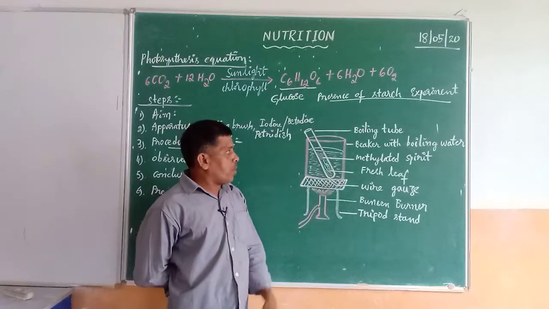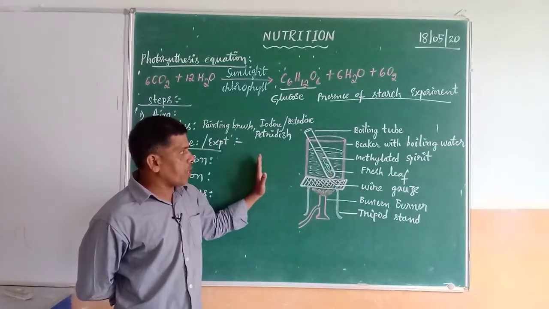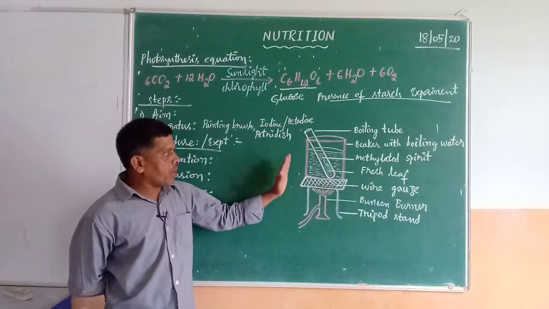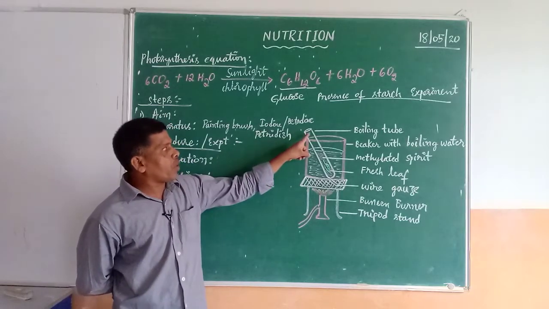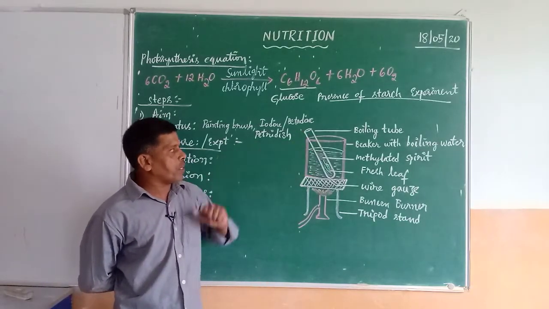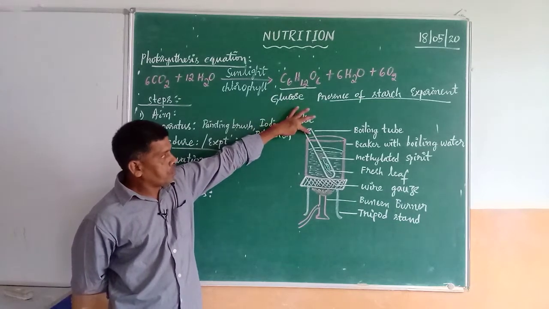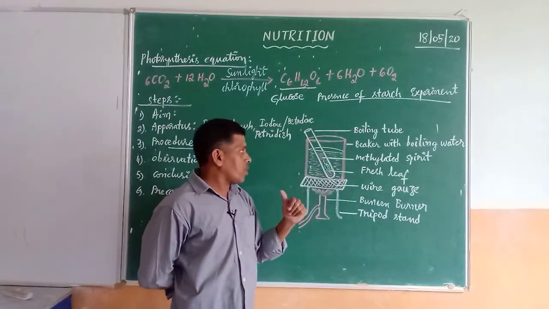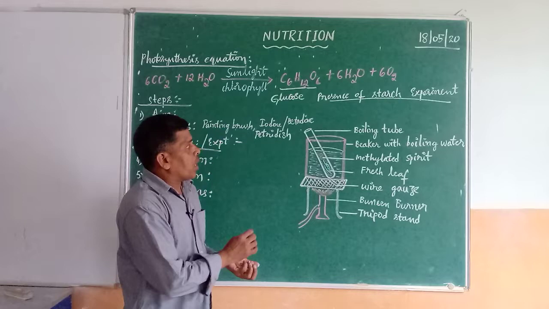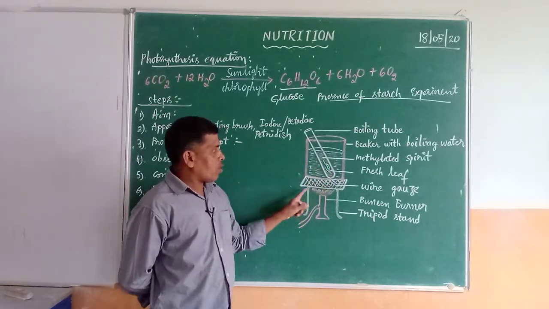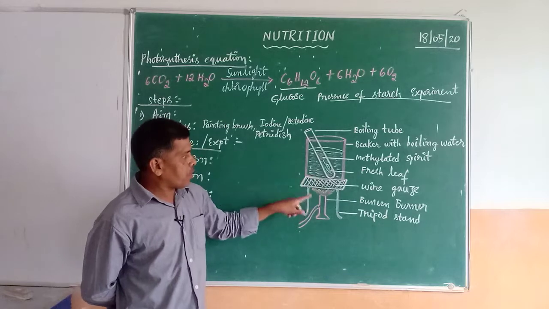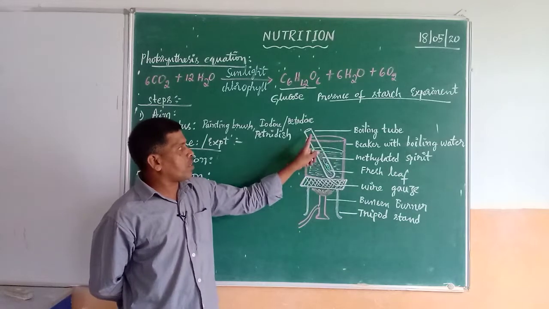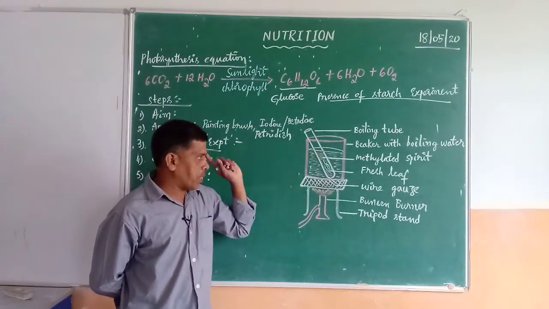Now what do we need to do at the very beginning? Take a fresh selected leaf from a healthy plant, boil it in hot water, then transfer it into a boiling tube containing methylated spirit. Place the boiling tube with methylated spirit in a beaker containing boiling water. Then arrange this beaker on a tripod stand, and on the tripod stand place a wire gauze. Over the wire gauze place this beaker with the boiling tube with methylated spirit.